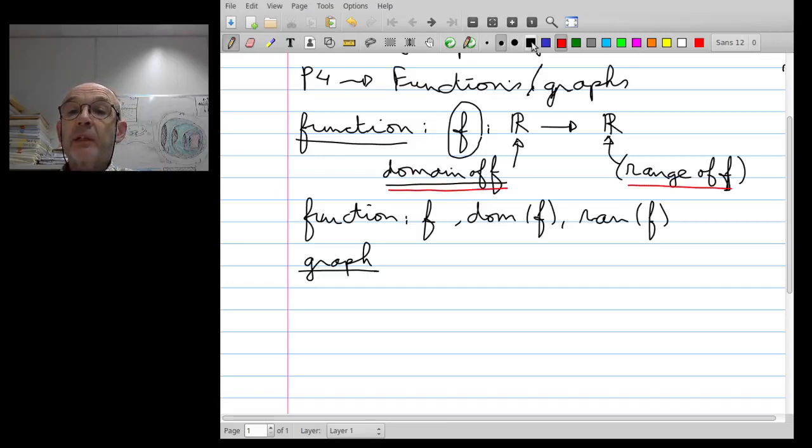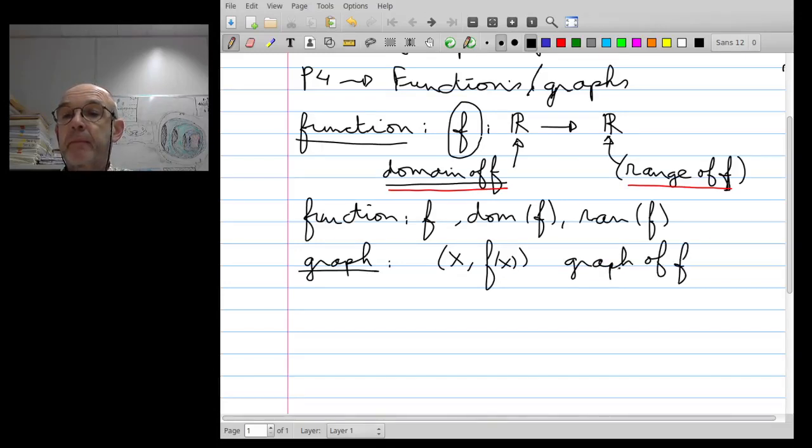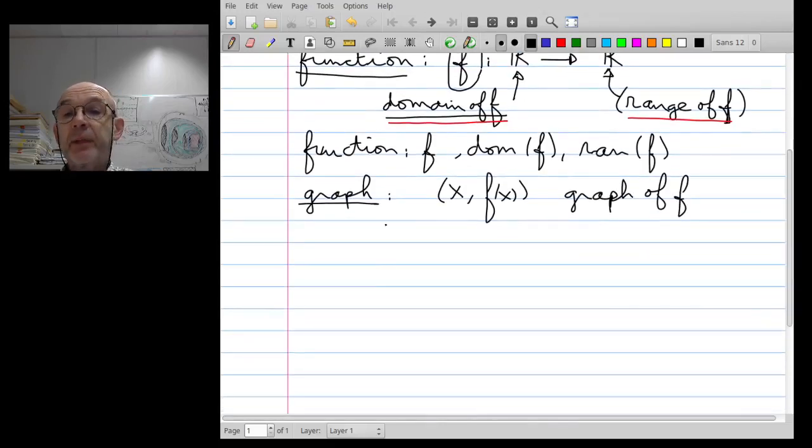And what is a graph? If you have a function, you can make a graph, and the graph consists of points (x, f(x)), where x is from the domain of f and f(x) is out of the range. Those points give the graph of f.